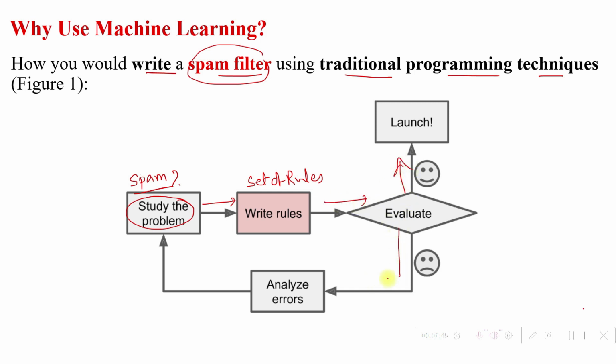Otherwise, we are going to analyze the errors, study the problem once again, and update the rules, until the given message is found to be spam or not. This process continues until we find the best spam filter. So this is the way traditional programming techniques work. We will see it with an example.